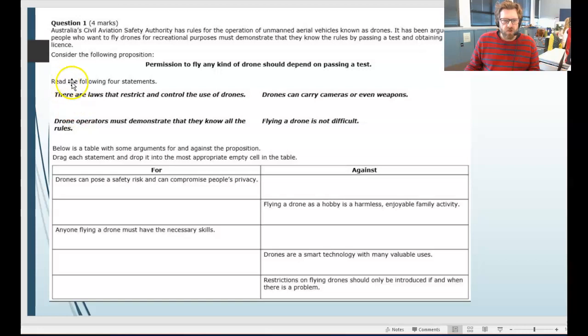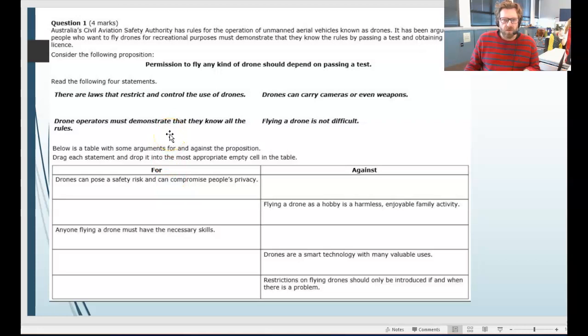Your goal is to try and drag and drop each of these into the spaces that will be a rebuttal of the other one. So having a look above, can you find the rebuttal statement for the statement, drones can pose a safety risk and can compromise people's privacy? Which statement do you think would be the best statement that is the rebuttal of that?